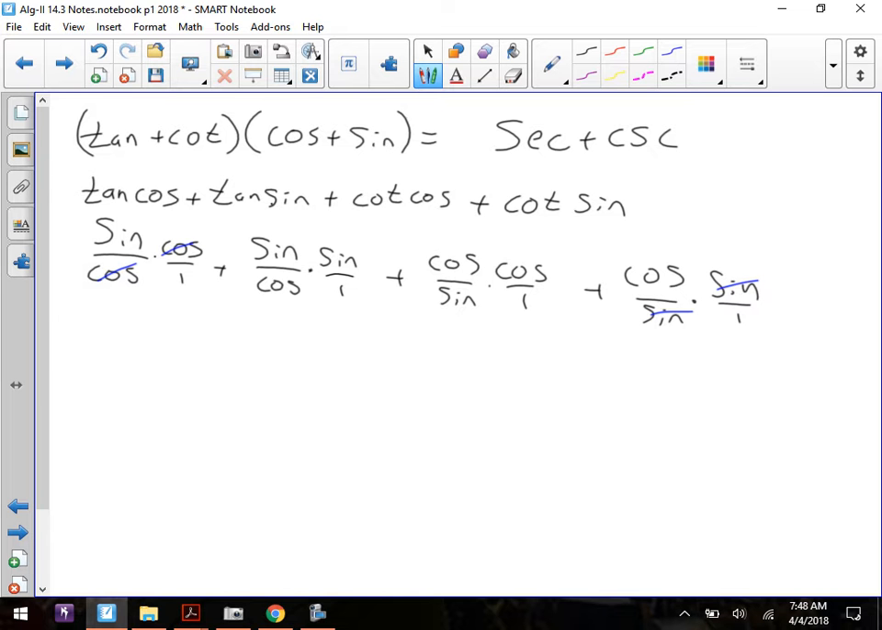You get that. That leaves me, I'm just going to rewrite these separately. Sine squared over cosine plus cosine squared over sine plus sine plus cosine. Okay, I just rearranged the orders. You all right with that? Now, in order to make anything else work, I have to have common denominators. So that means my common denominator is going to be a cosine sine. You okay with that?